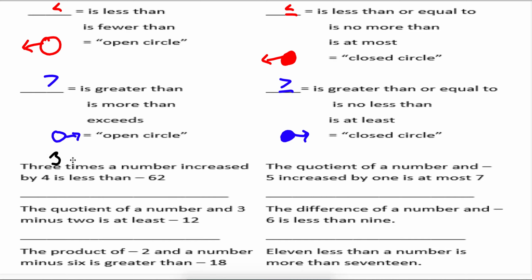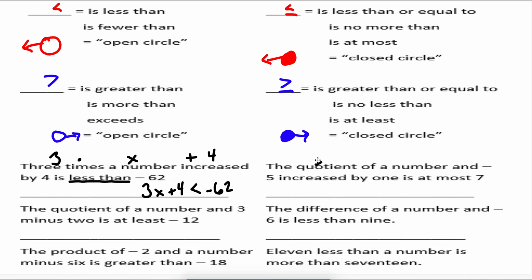3 times a number increased by 4 is less than negative 62. Let's write this out. 3 times a number increased by 4 is less than negative 62. Not too hard. Let's keep going.